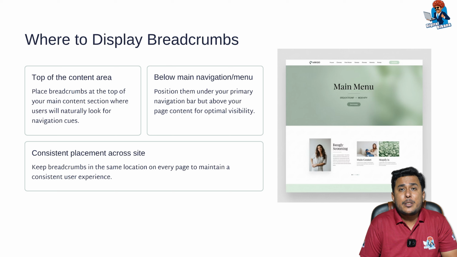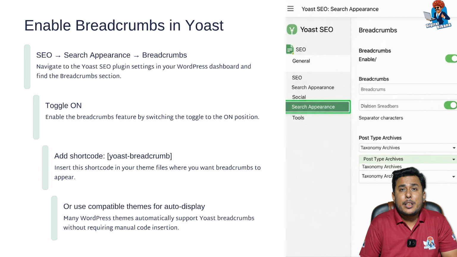Breadcrumbs are usually placed below the header and above the page content. They are ideal for blogs, e-commerce sites, and any website with multi-level navigation. If you are using WordPress, the Yoast SEO plugin makes it easy to add breadcrumbs. Just enable the feature in the settings and paste a shortcode or add a block where needed.